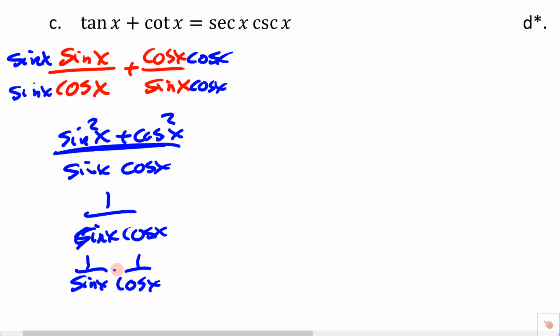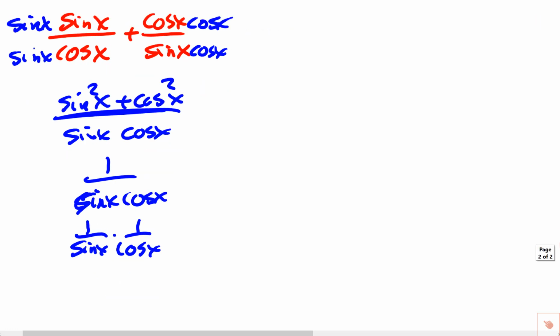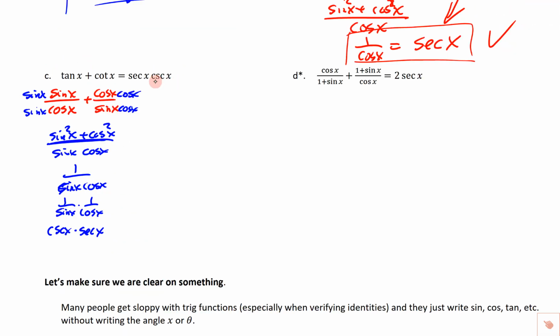What's 1 over sine? Cosecant. What's 1 over cosine? Secant. Is that the same thing as the other side? Yeah, it's the commutative property of multiplication. Secant of x times the cosecant of x. Same thing as we had right here, so that's verified.